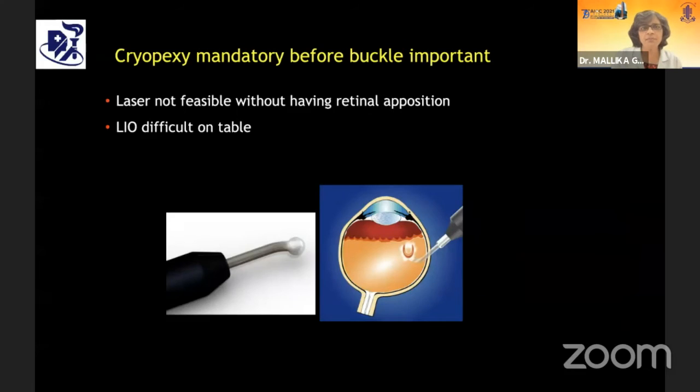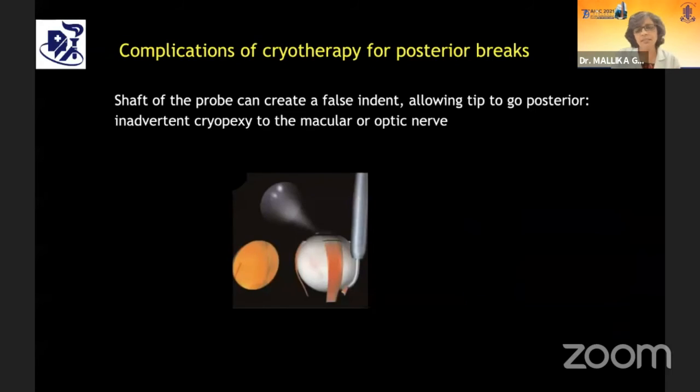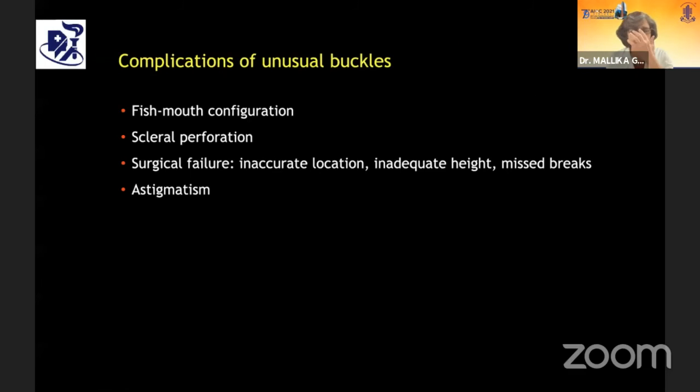Now, cryo is mandatory, but as I said, in these posterior breaks, unfortunately, we might end up doing cryo on the macula or on the optic disc, which will be a disaster because we don't see the tip of the cryo in these situations. And we might assume that the shaft of the cryo probe is the tip, and we might actually end up damaging the vital structures. So it's very important to place the tip carefully. Even when we can't see, we have to see very carefully.